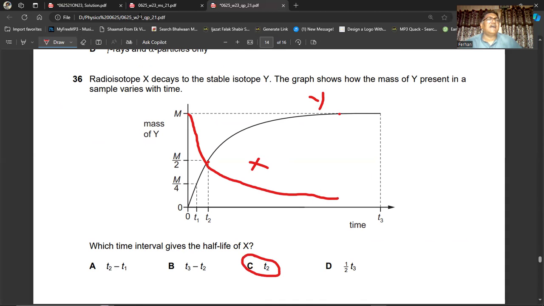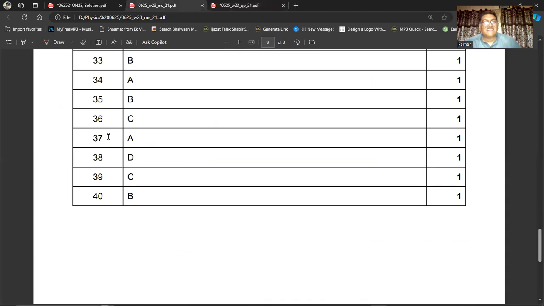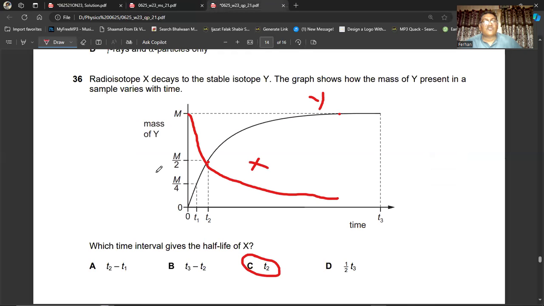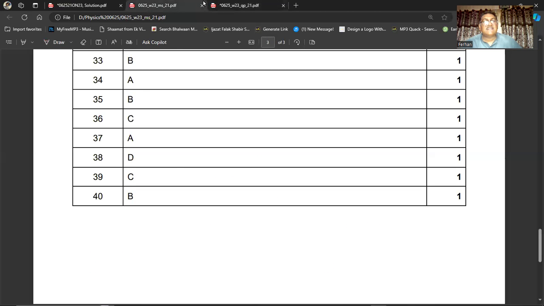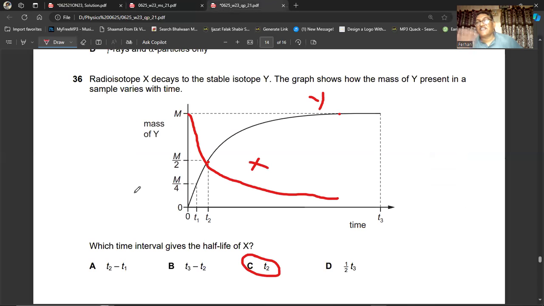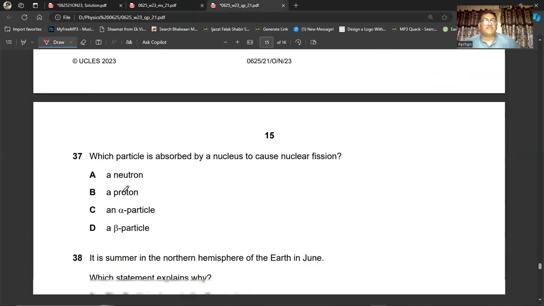It's a very tricky question. C is the choice. Question number 36. C is the choice. Our answer is right.